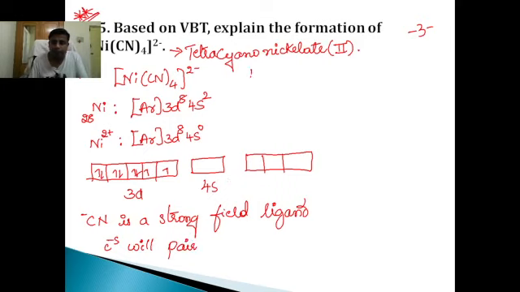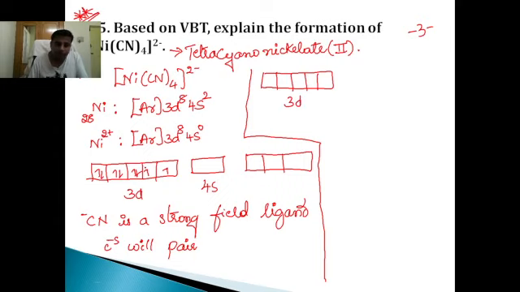Let me write it here. What will be the electronic configuration now? Now the electrons will pair up. In 3d, these 2 electrons will pair, because cyanide is a strong field ligand. So therefore we will get 1, 2, 3, 4, 5, 6, 7, 8, then 4s and 4p.